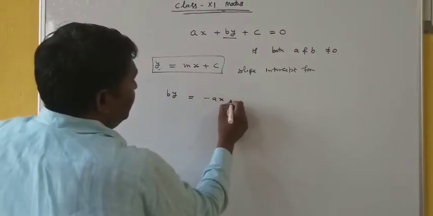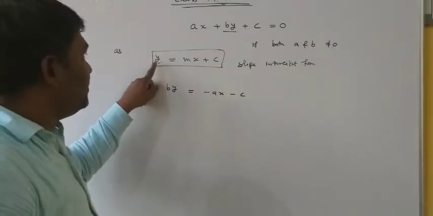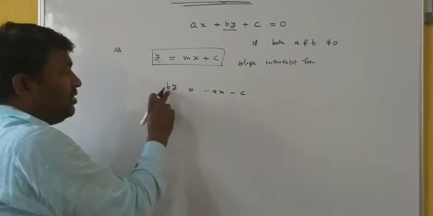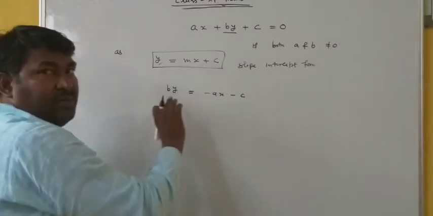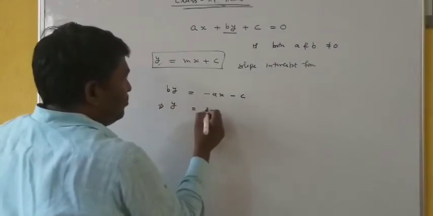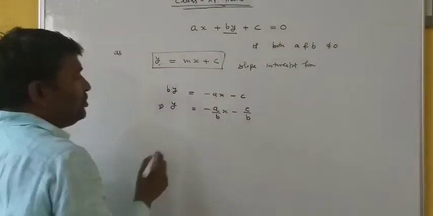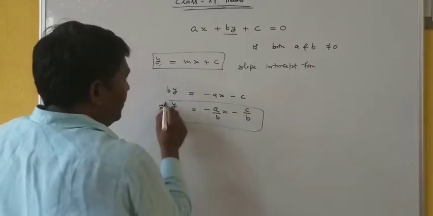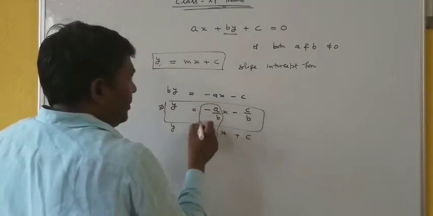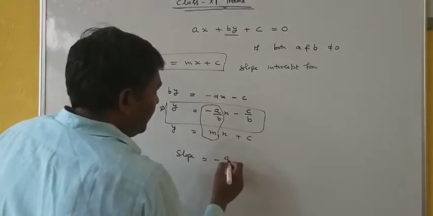So by equals minus ax minus c. Now see, the coefficient of y should be 1. Whatever the coefficient is along with y, you need to divide all terms on both sides by this coefficient. So dividing by b, it implies that y is equal to minus a by b x minus c by b. Now comparing this with y is equal to mx plus c, this is your m, the slope, which is equal to minus a by b.